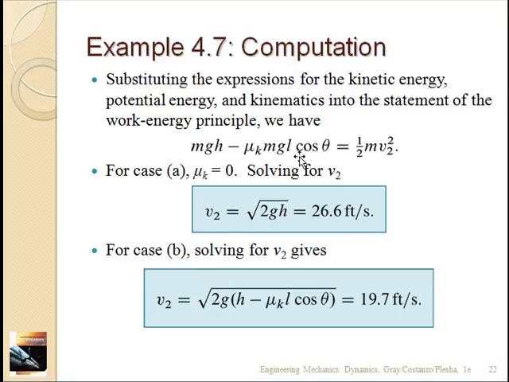For case B, we leave in the friction, and we just solve for v2, leaving in this term. We know everything in it. It's just a straightforward calculation, and we get 19.7 feet per second. So it's quite a bit slower because we're losing energy due to friction in the system as the crate falls to the bottom, and therefore the velocity is slower when it gets to the bottom.